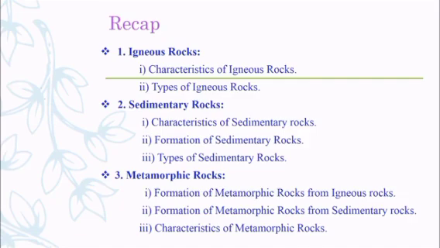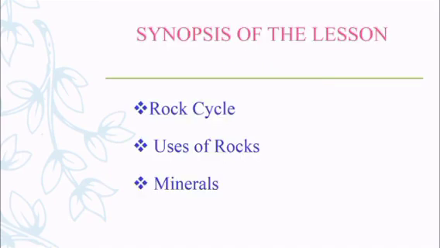The third one is metamorphic rocks. Under this, we have formation of metamorphic rocks from igneous rocks, formation of metamorphic rocks from sedimentary rocks, and finally characteristics of metamorphic rocks. Synopsis of the lesson. In this session, we are going to see the following topics. The first one is rock cycle, then uses of rocks, and finally we have minerals.